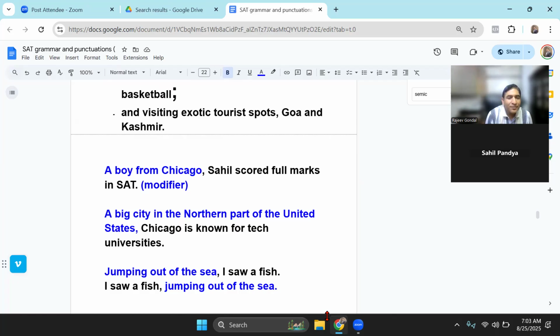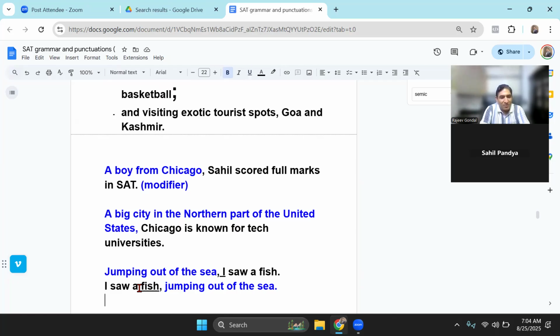Why? Because basically you have the modifier and then there's a part after that. So you see a fish, but where did you see that fish? I saw it jumping out of the sea. Absolutely. It was the fish which was jumping out of the sea, right? What does the first one mean? Jumping out of the sea. Who is jumping out of the sea? That does not make sense. You cannot jump out of the sea and see a fish strolling on the beach. This would be absolutely incorrect, right?